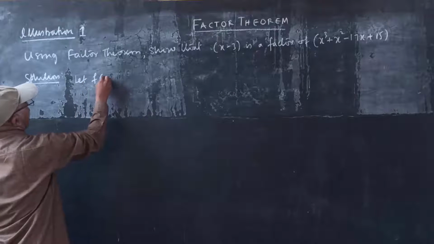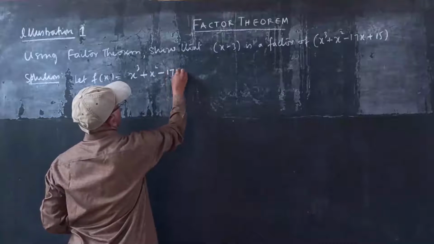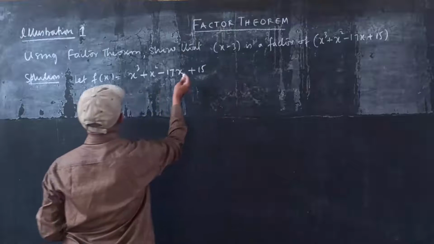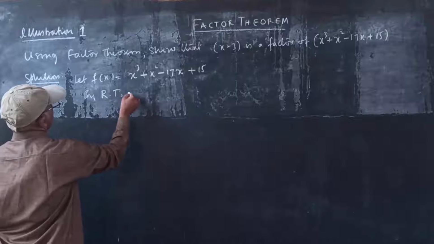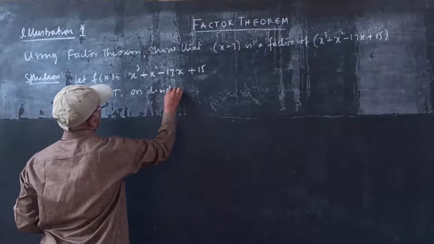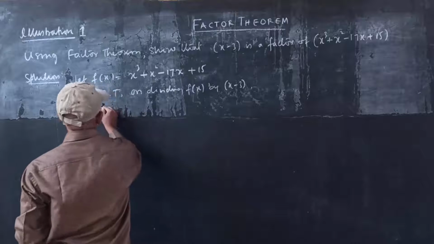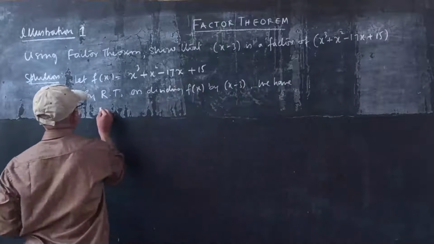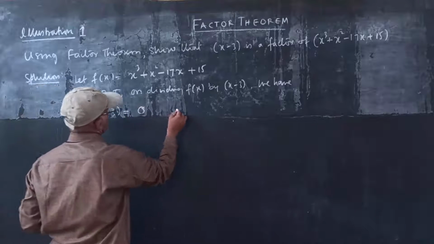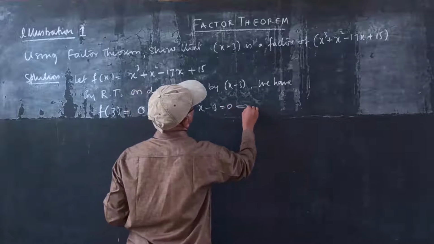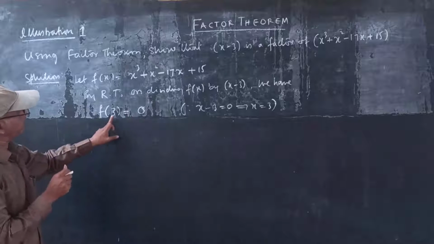Let f(x) be a polynomial x cube plus x square minus 17x plus 15. By remainder theorem, on dividing f(x) by x minus 3, we have f of 3 is the remainder. We should prove it is 0 because x minus 3 is equal to 0 implies x is equal to 3. Actually f of 3 is the remainder, but we have to show that it is a factor, means we have to prove the remainder is 0.